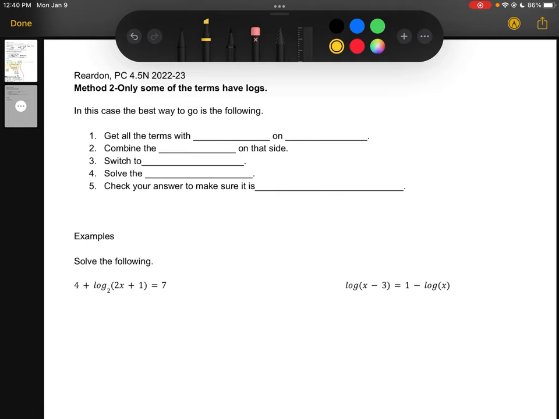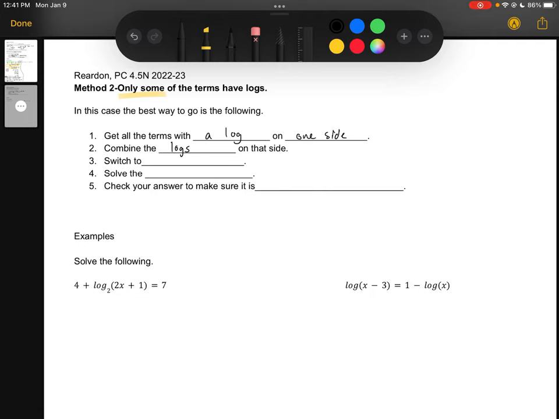This method specifically applies when not all terms have logs, only some. The best way to go, if that is the case, is to get all the terms with a log on one side. So we're trying to isolate logs to just their own side. There's going to be a log side and a number side. So be careful with that, moving things around. Make sure to use the inverse property to move from one side of the equation to the other.